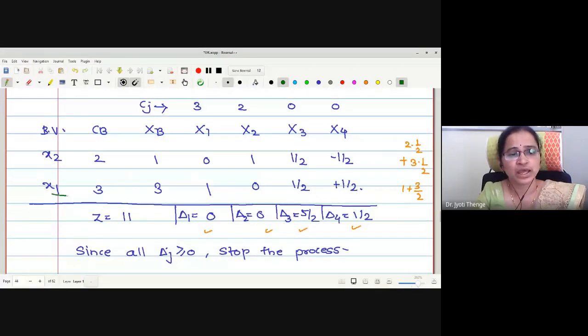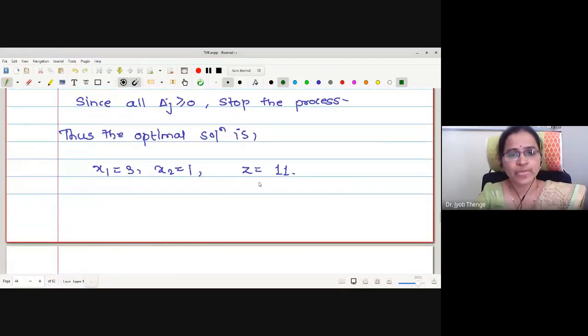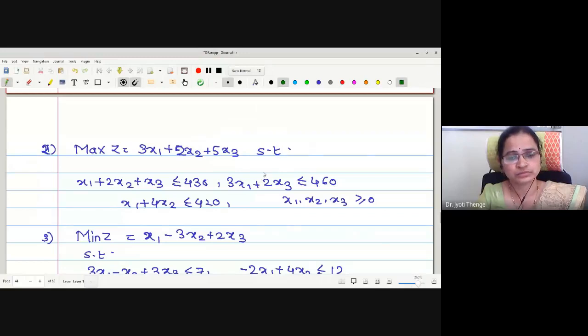What is the solution? X1 takes value 3, X2 takes 1. These CB entries are not the values, these are the cost. There is a difference between value and cost, correct? Cost is the coefficient of these variables in the objective function. Is there any doubt still?